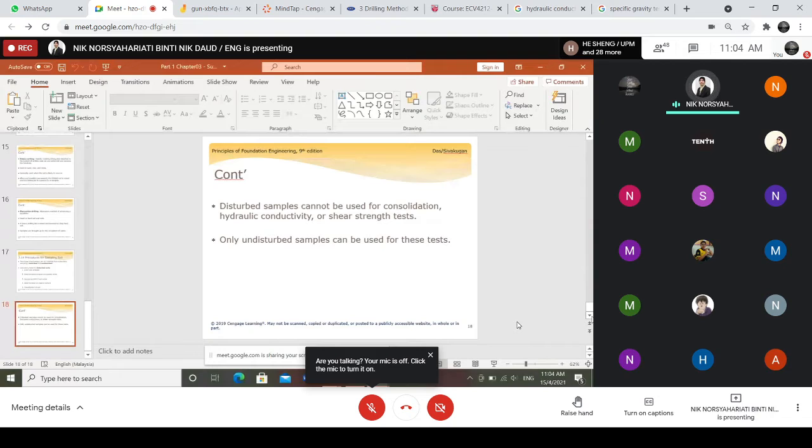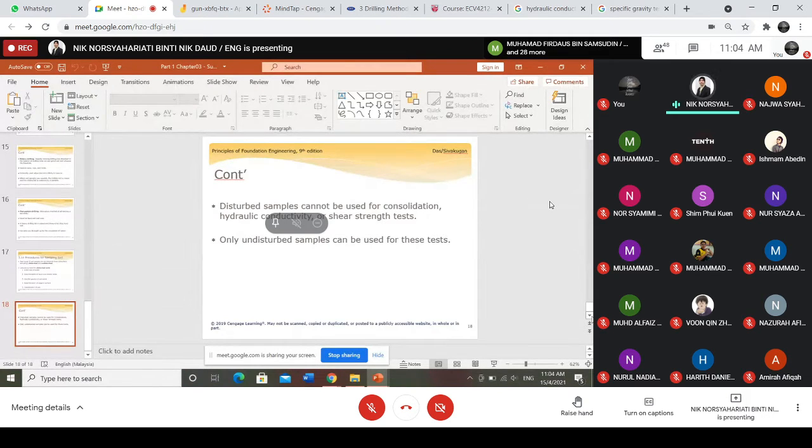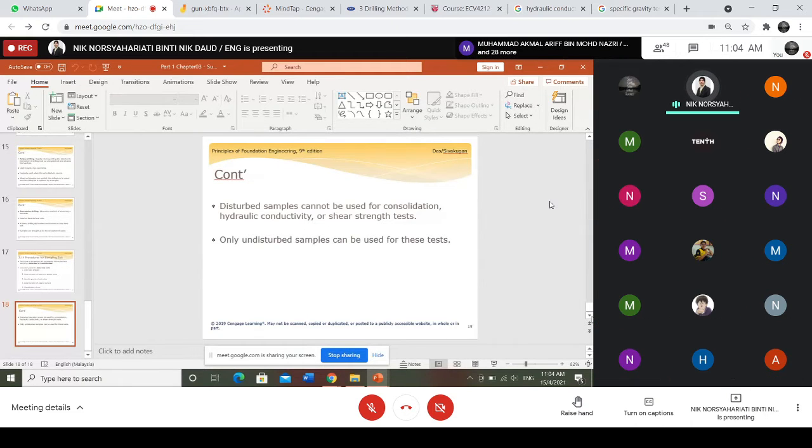Okay, meaning to say that the first week, first 3 weeks tu yang only, betul tak? Terus, alright, as simple as using a shovel. Dah. Tapi for undisturbed sample, there's a few methods ataupun tools yang specifically to get this kind of sample.